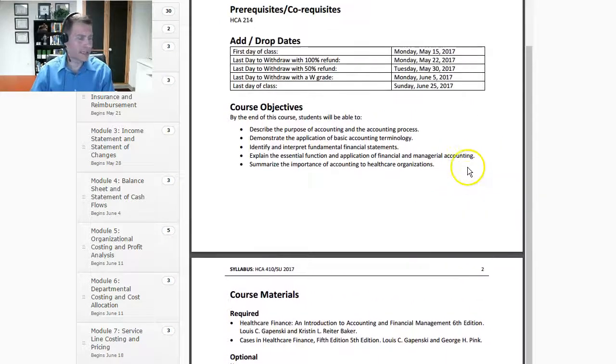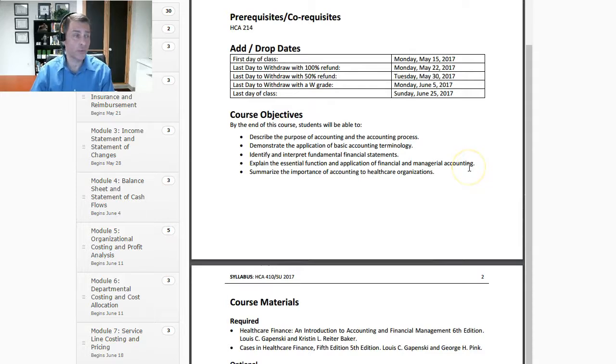And my goal is to get you through this course and through our learning objectives successfully. I'm going to be vested in that over the next few weeks and getting across that finish line. And that finish line is the course objectives, where we want to describe the purpose of accounting and the accounting process. As I mentioned before, we want to demonstrate the application of basic accounting terminology, and identify and interpret fundamental financial statements: balance sheet, income statement, statement of cash flows. If we don't know what that is, that's okay. We're going to learn. If you know what those are, you're already ahead of the game.